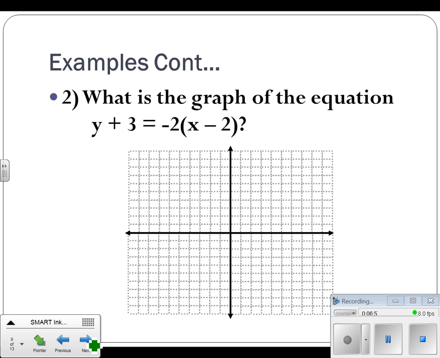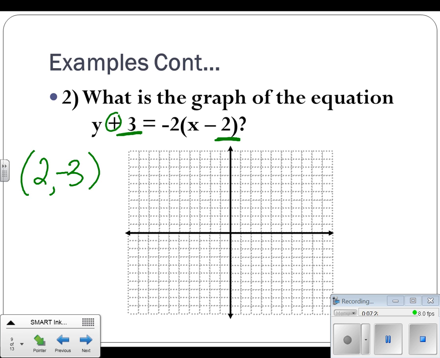What is the graph of the equation y plus 3 is the same as -2 times the quantity x minus 2? What you want to do is pick out where that point is. Since this would have to be minus, that point ends up being... sorry about that, that'd be a 2, because it's x minus 2. So your x coordinate is 2, your y coordinate would be -3.